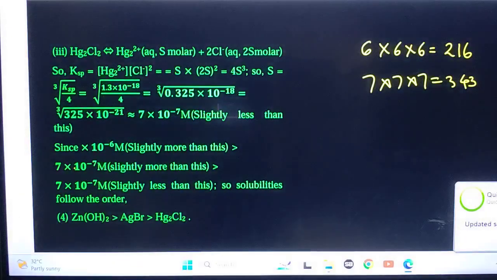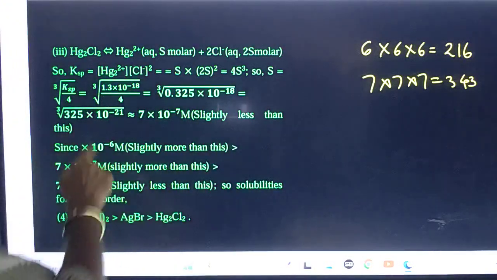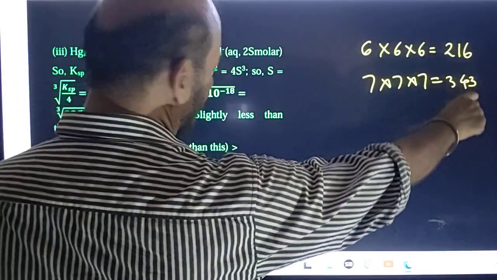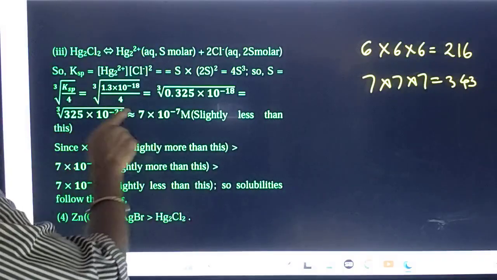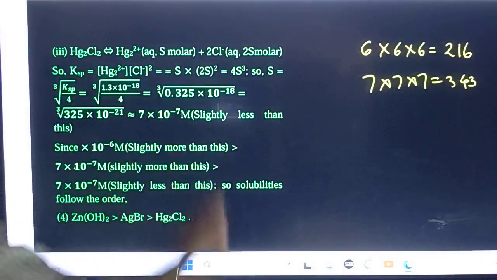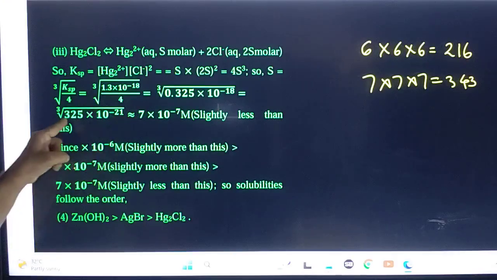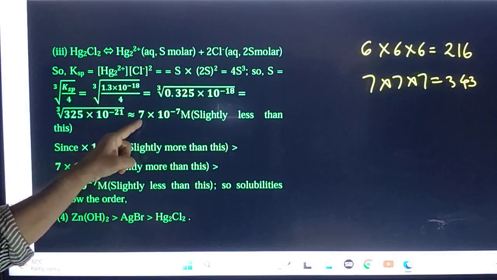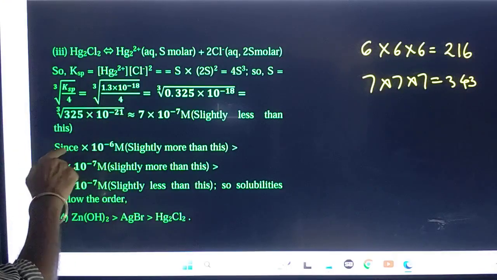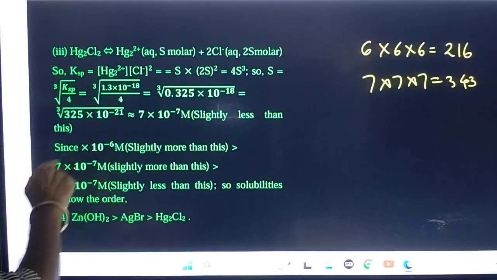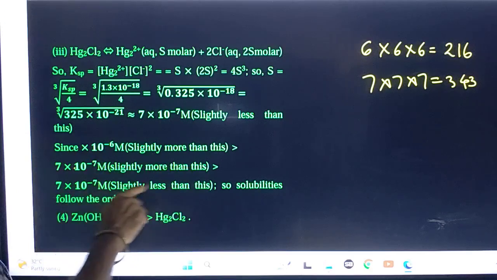Even in the previous case it was 7 × 10^-7 molar. But here it will be slightly less than this. Because when it is 343, it is 7, but here it is only 325. So it will be slightly less than 7 × 10^-7. Only when it is 343 would it be exactly 7 × 10^-7. Since it is 325, it will be slightly less. So now the values we have, I missed writing this one: 6 × 10^-6 for Zn(OH)2, slightly more than this; 7 × 10^-7 for AgBr, slightly more than this; and 7 × 10^-7 for Hg2Cl2, slightly less than this.